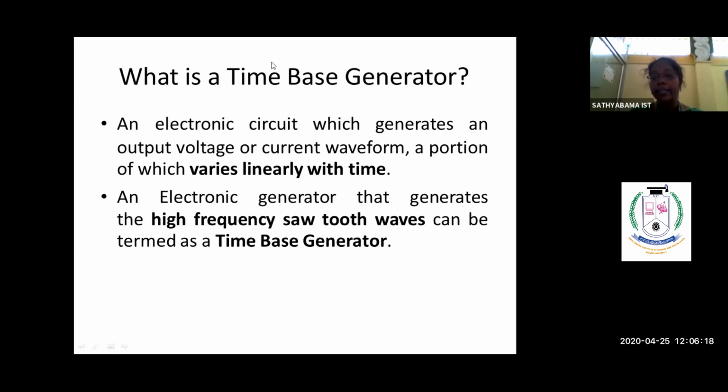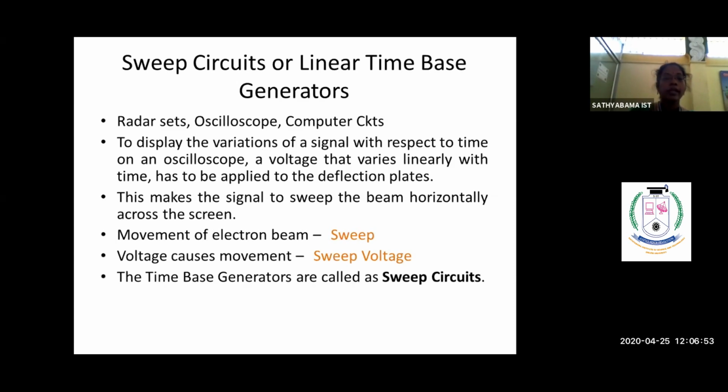The linearly varying voltages from this generator are used in the CRO to deflect the electron beam in a horizontal direction. This is used in the oscilloscope for generating sawtooth waveforms. In order to produce a high frequency sawtooth waveform, we go for a time-based generator. For producing a sawtooth waveform, the voltage should have a horizontal velocity at a constant level. Such a voltage is called a ramp voltage. When this voltage tends to 0, the sawtooth waveform is formed. The time-based generator is also called a sweep circuit, sweep generator or linear time-based generator.